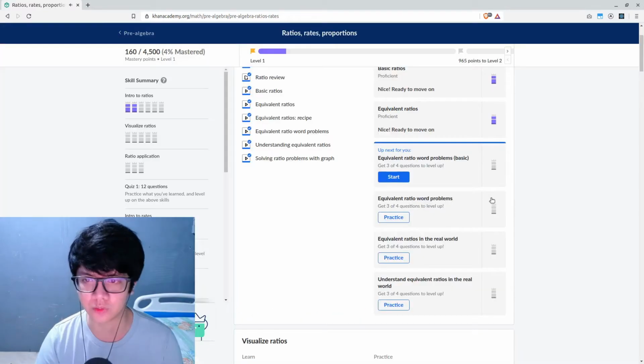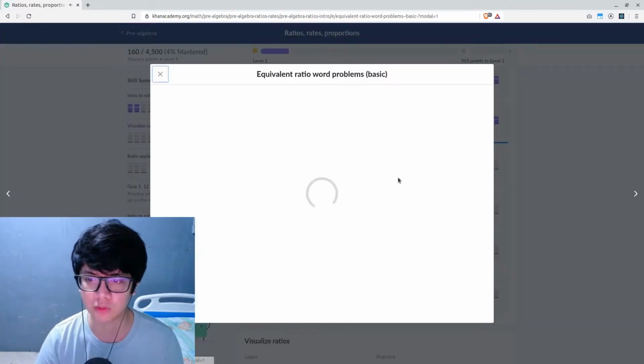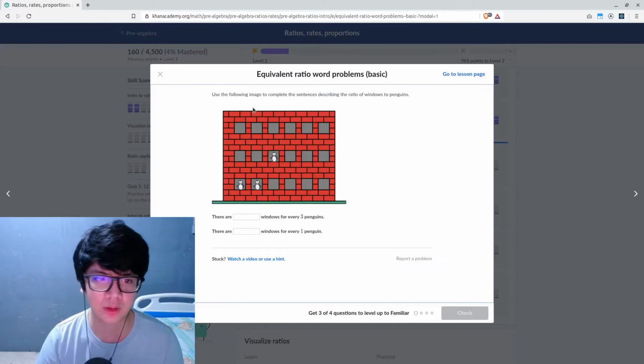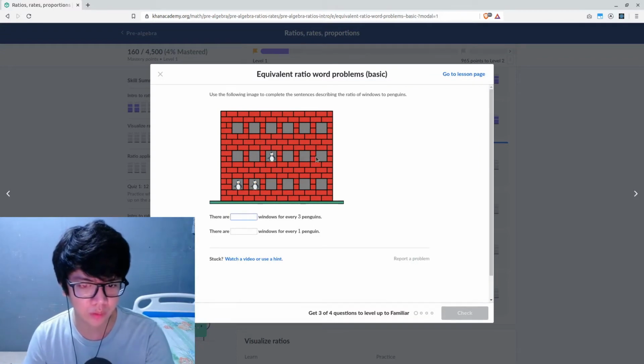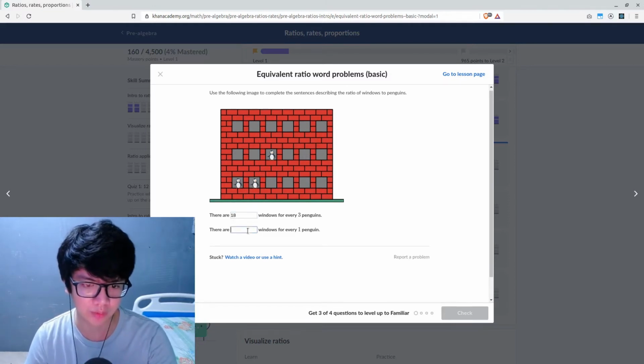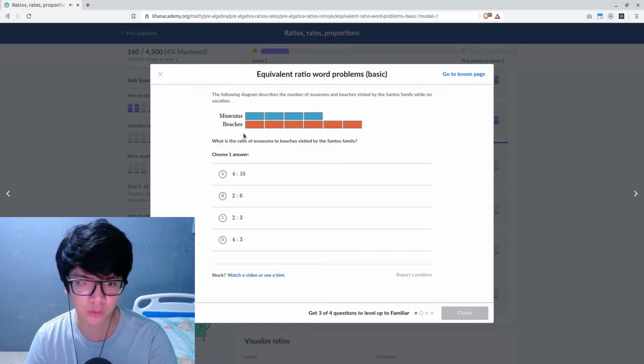Ratio word problems. I hate word problems. Every 3 penguins, 1, 2, 3, 4, 5, 6. 18. Cool.